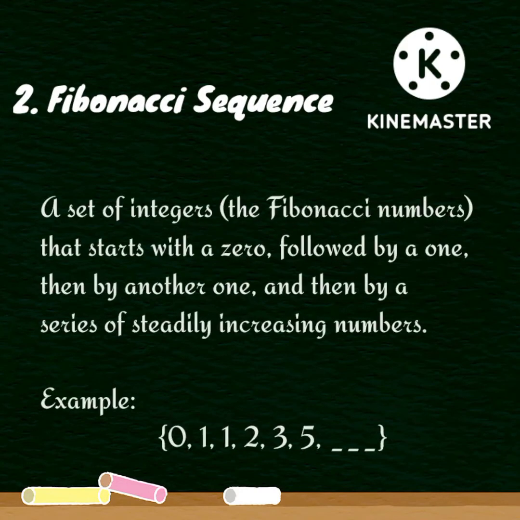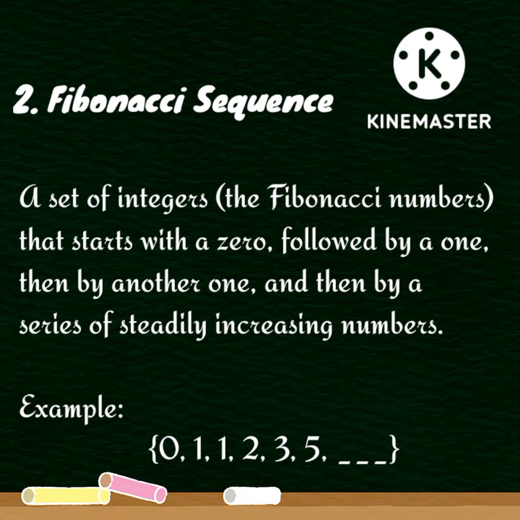Fibonacci sequence. A set of integers, the Fibonacci numbers, that starts with a 0, followed by a 1, then by another 1, and then by a series of steadily increasing numbers. Example, 0, 1, 1, 2, 3, 5, and blank. So, ang gagawin lang dito is gamitin natin yung addition. So, 0 plus 1 is 1, 1 plus 1 is 2, 1 plus 2 is 3, 2 plus 3 is 5, 3 plus 5 is 8. So that's the idea of Fibonacci sequence.